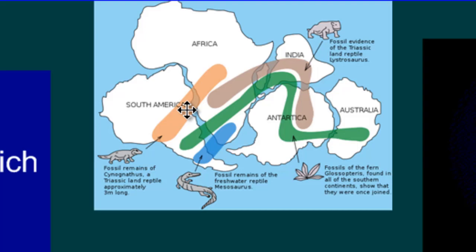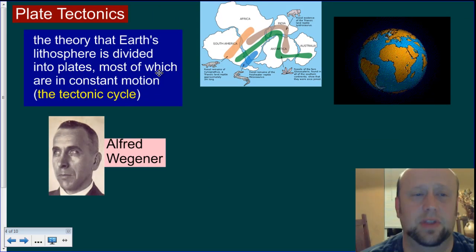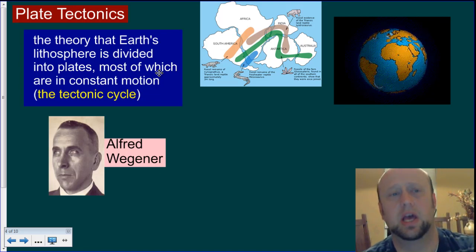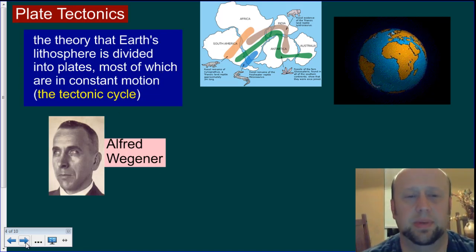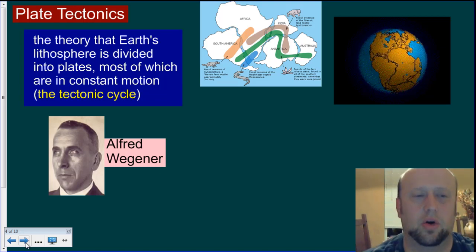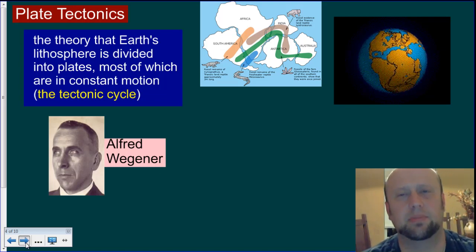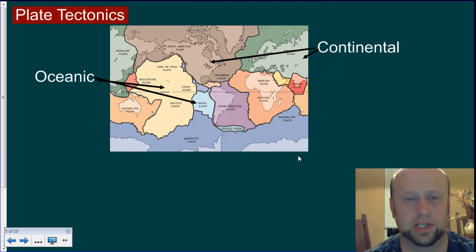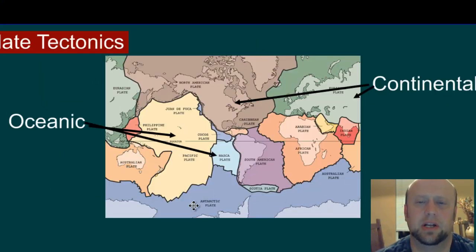that this was indeed the case: that the Earth's lithosphere, the crust, is essentially divided up into different plates, or subregions that we're going to call plates. And these are in constant motion. We call this motion the tectonic cycle. So, here's basically what the plates are. This isn't all of them, but these are the major plates at least.